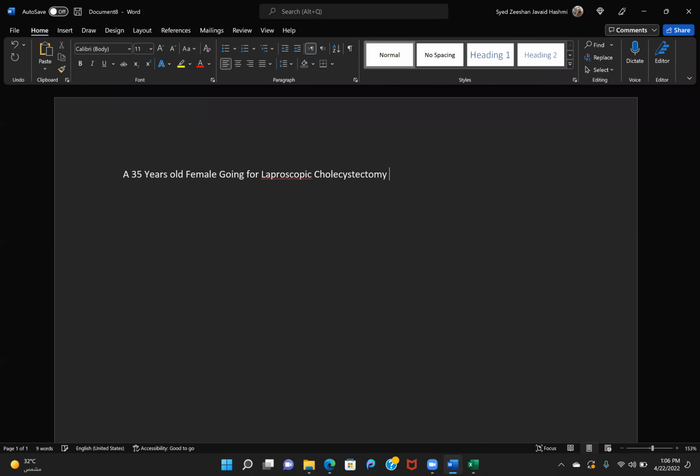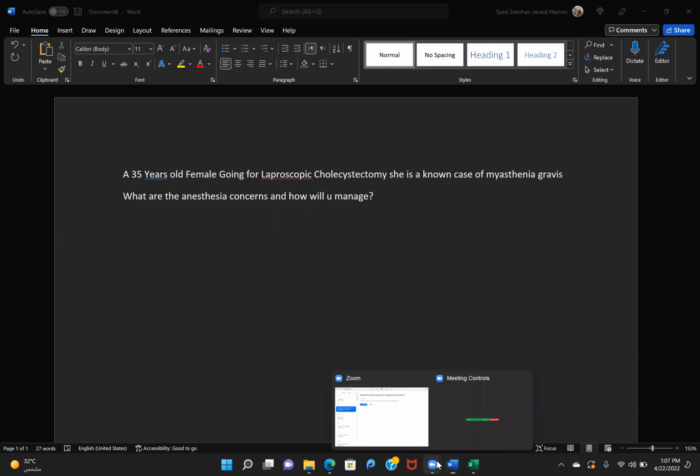Okay, so this is a patient, a 35 years old female, going for laparoscopic cholecystectomy, and she is a known case of myasthenia gravis. So what are the anesthesia concerns and how will you manage? Okay, so who will volunteer?